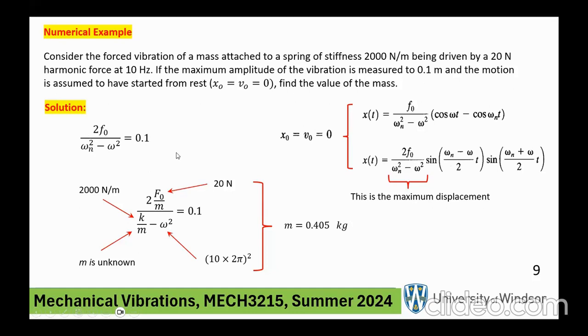Please think about it, because it is not obvious what this is. It is not the big X, because big X is only the one that goes with this piece, cos omega t. So when you write them together and combine them there, it becomes clear what the maximum amplitude of vibration is. It's right there. And you start from here.